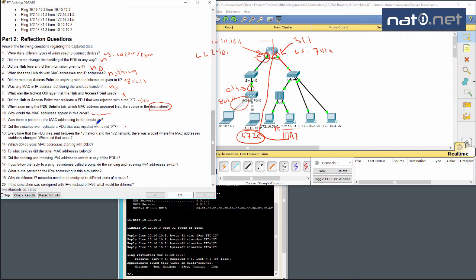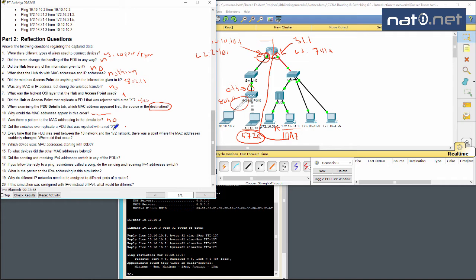Question 11. Was there a pattern to the MAC addressing in the simulation? So if there's any logic in choosing the MAC addresses, I guess the answer is no. The MAC address is based on two parts. The left part is the vendor part, and the right part is random. So there is no pattern in that. They should look randomly selected. Okay.